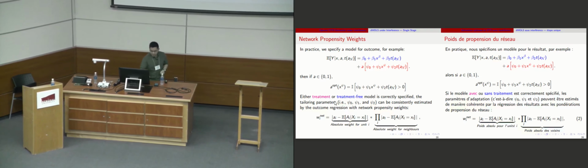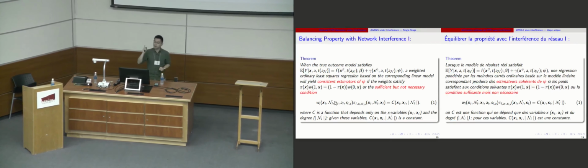Here, the network propensity weights have two components. First is the weights for the individual i. The second is the weights for the neighbors. And these weights satisfy the weights criteria we just saw in equation 1 here: the product of the weights and the proposed network propensity function equals a constant.